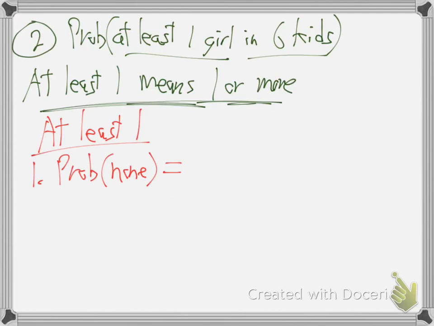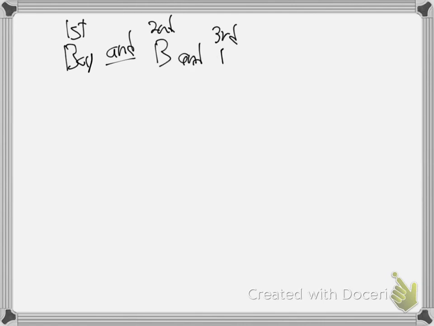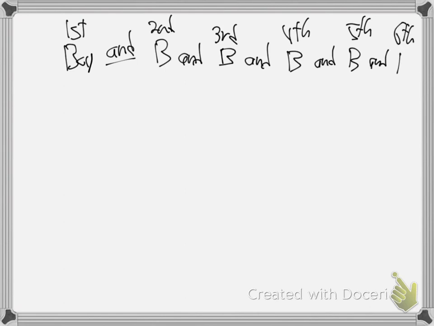All right, let's get back to it then. What's the chance of getting a boy for the first child and a boy for the second child and a boy for the third child and a boy for the fourth child and a boy for the fifth child and a boy for the sixth? That's what we're talking about, right? If they did not have at least one girl, then they had all boys. What's the chance they would have all boys?